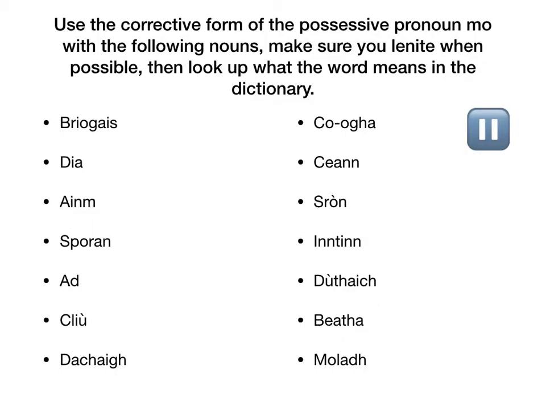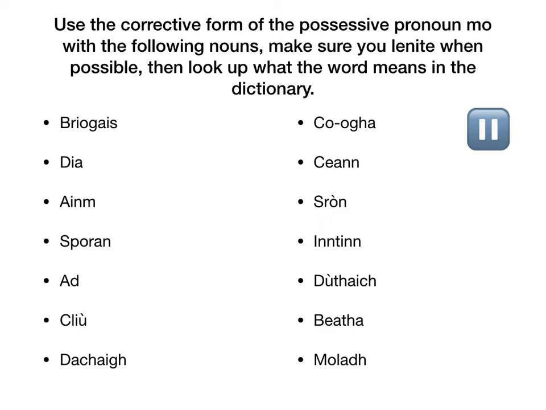So, if you use the corrective form of the possessive pronoun, you can use mo or me, depending on, of course, what's supposed to happen. Make sure you unite where possible. And then look up what the word means in the dictionary. So this will be a little vocabulary builder for you. We always recommend there's many good dictionaries. You can use online ones.